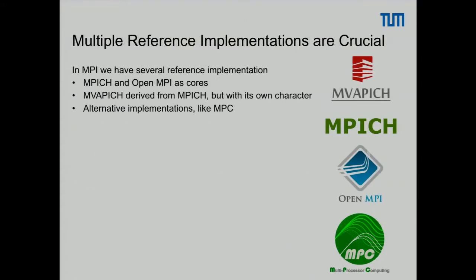And these open source projects that we have, which include the MVAPICH project, but also MPICH, OpenMPI, MPC, projects like this, that make the code available, that work with the community, that implement it, I think, are crucial to make standards like this work. And we are in the lucky situation in MPI that we have multiple of these reference implementations. So we have MPICH and OpenMPI that are often used as cores for these things.